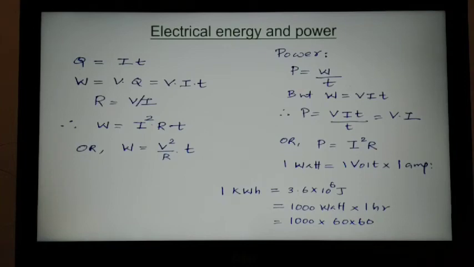Electrical energy is the energy generated when a current is flowing through a conductor. If a current I is flowing through a conductor of resistance R for a time t, the electrical energy generated will be I squared Rt, or VIt, or V squared by R into t. The electrical power consumed will be I squared R, or VI, or V squared by R. Different equations for electrical energy and electrical power. Okay, so that's all about electric energy and electric power.